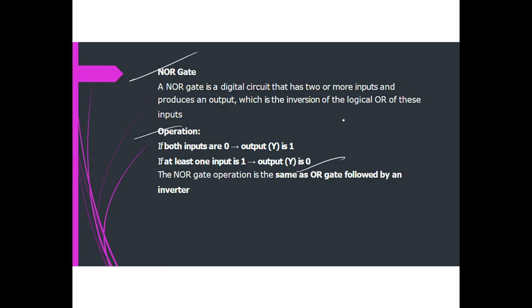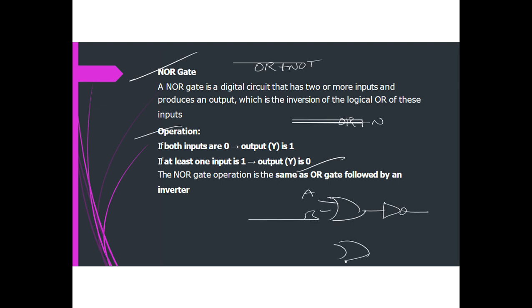So NOR is nothing but OR plus NOT. So first you have to draw the OR gate here, followed by a NOT gate here, with inputs A and B, and then we get the NOR gate. Draw the truth table for this A, B, and the output of the OR gate. This will be the NOR gate.